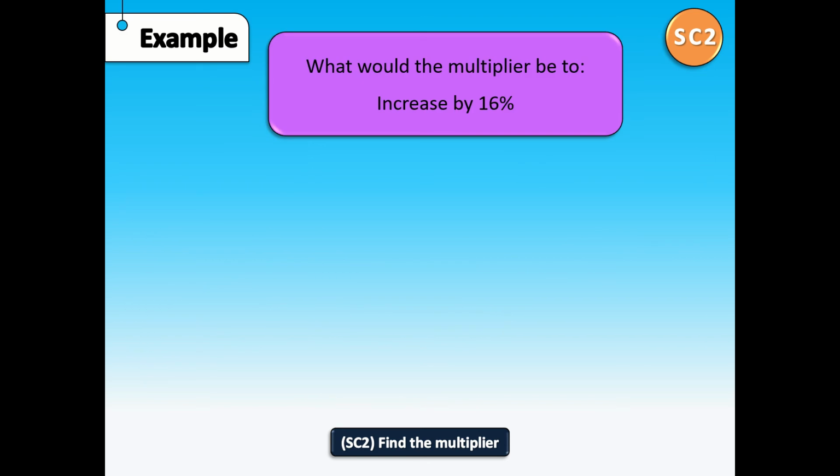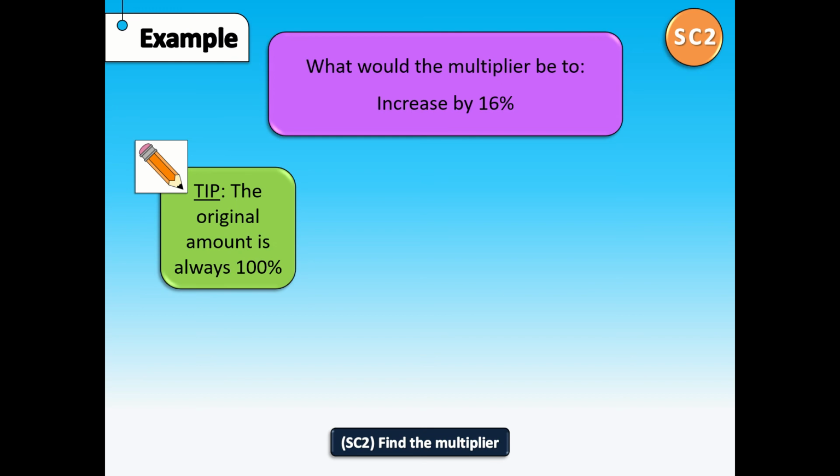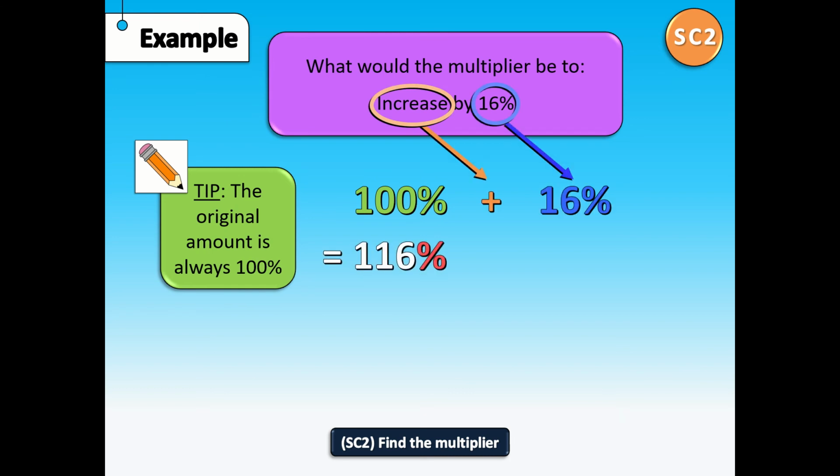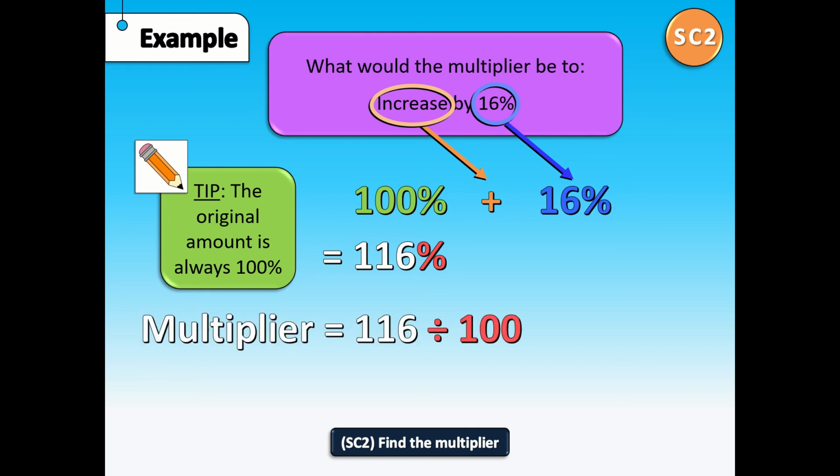So what would the multiplier be if we want to increase by 16%? So the original amount is always 100%. So if we're increasing by 16%, we're adding on 16%, which means we're actually trying to find 116%. So that means the multiplier will be 116 divided by 100, so 1.16. And that's what we want to find. The multiplier here, because we're increasing by 16%, would be 1.16.